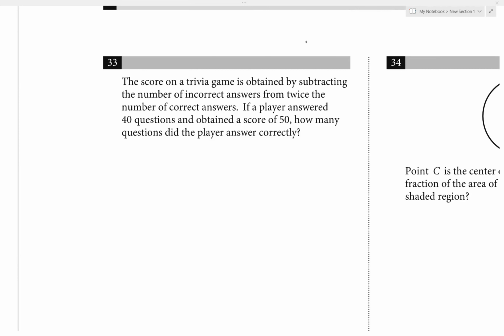So before we write out the equation, we have to define our variable. Usually what we're trying to solve, we'll call it x. For this question, that's no exception. That's a good way to set it up. So we're trying to solve for the number of correct answers. Correct answers, let's just say that's x. And then we also have some questions that the player answered incorrectly, so it'll be the incorrect answers.